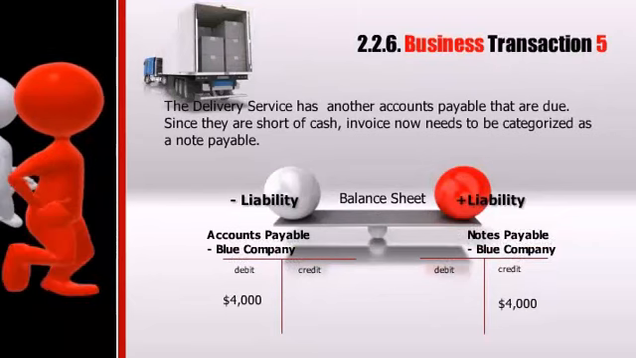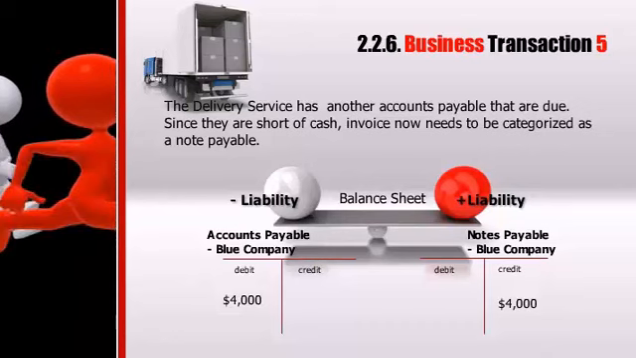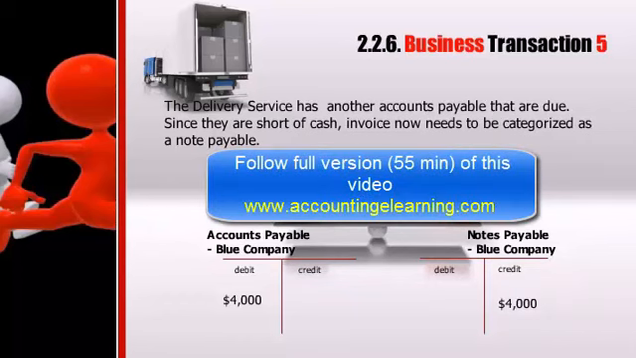Business Transaction 5. This is where one type of liability is exchanged for another liability. The Delivery Service has accounts payable that are due for $4,000. Since they are short of cash, the firm agrees with one supplier that the firm receives an extension of 2 months, with 5% annual interest. The invoice now needs to be categorized as a note payable. The accounts Accounts Payable and Notes Payable are affected. Accounts Payable is a liability account. Notes Payable is a liability account. Accounts Payable is decreased. Notes Payable is increased. Decreases in liability accounts are recorded as debits for $4,000. Debit Accounts Payable Blue Company. Increases in liability accounts are recorded as credits for $4,000. Credit Notes Payable Blue Company.